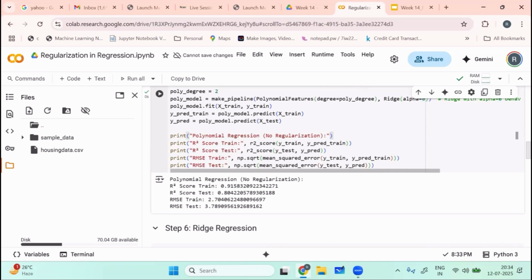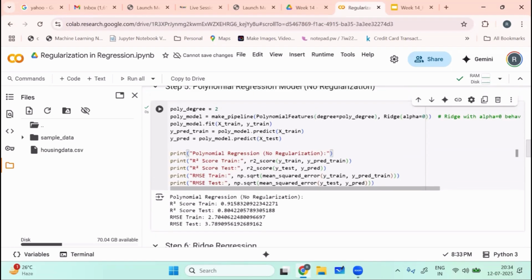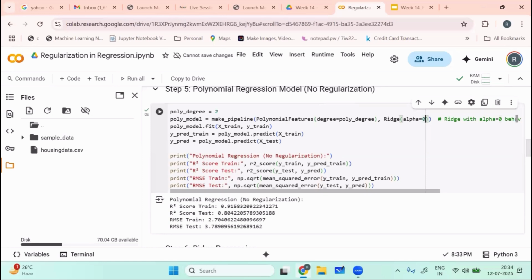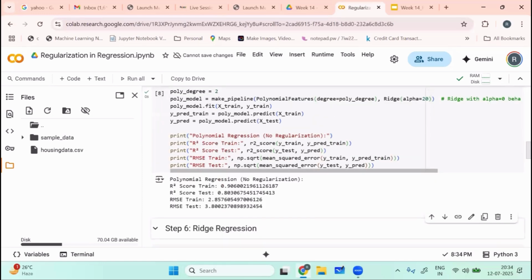So let me try to tune this alpha as, let's say, 20. Okay. Still there is no difference, right? Let me take this to something like 20,000.